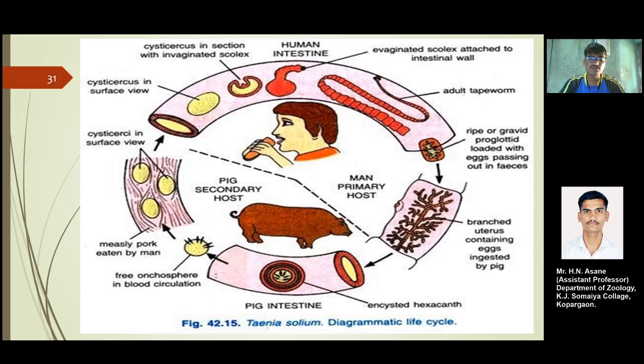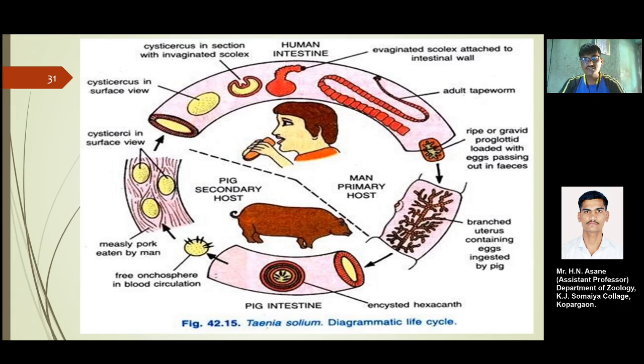Okay, let's start with the cysticerca in the surface view. That is where that particular process is going to happen, and as you can see, the enclosed hexacanths. The pig intestine is having that particular coprophagous behavior seen in these pigs. Let's start with the pig, the secondary host, and how the pigs are going to get infected.